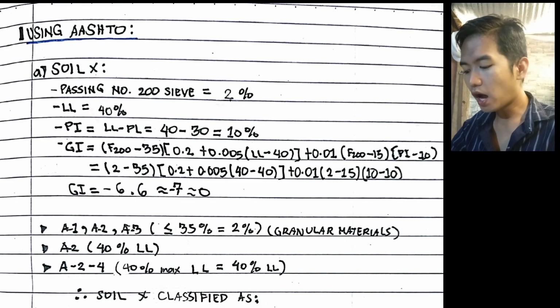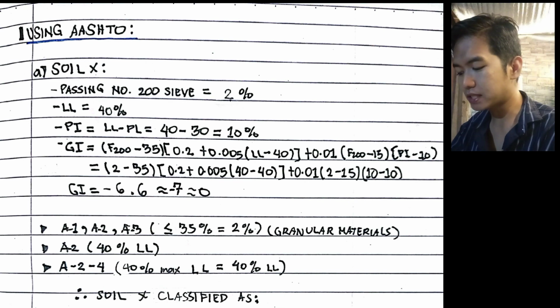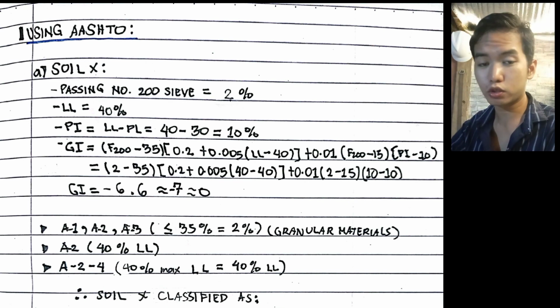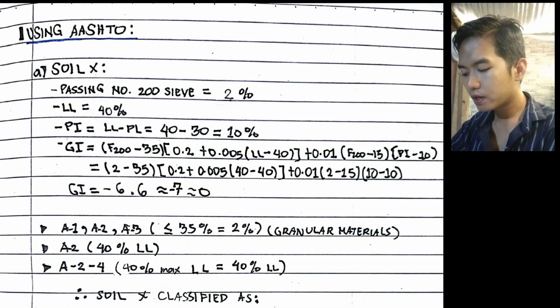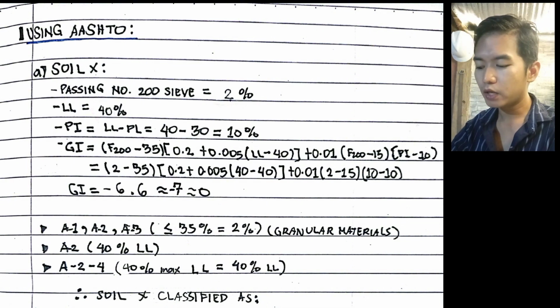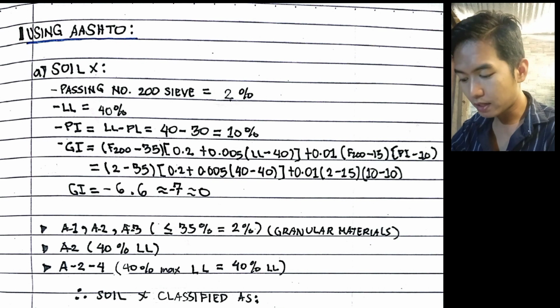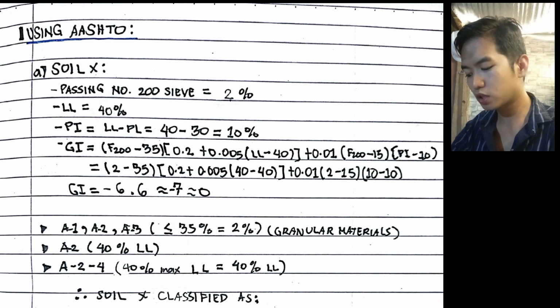So, next part. It is classifying the soil using AASHTO. Soil X. The first thing to do is find the passing number 200 sieve, which is equal to 2%. Its liquid limit given is 40%. Plasticity index is solved as liquid limit minus plastic limit. The plasticity index is 40 minus 30, which is equal to 10%.